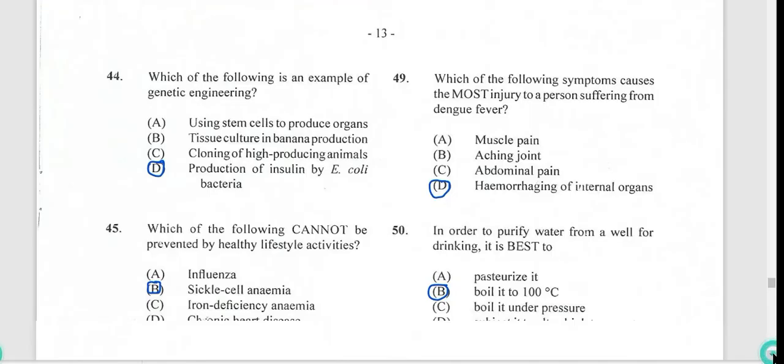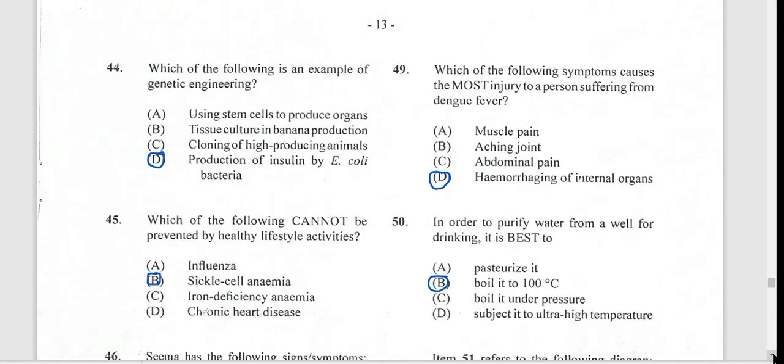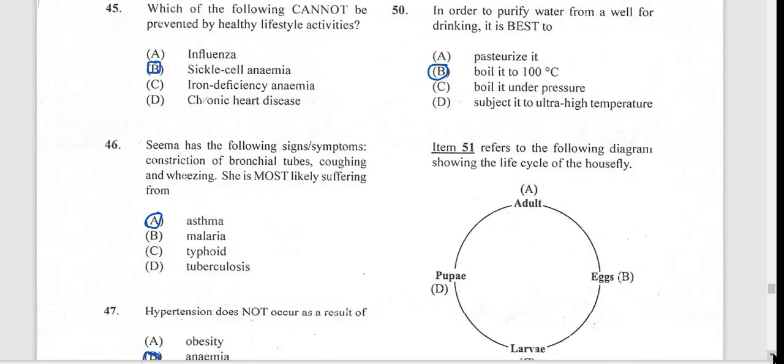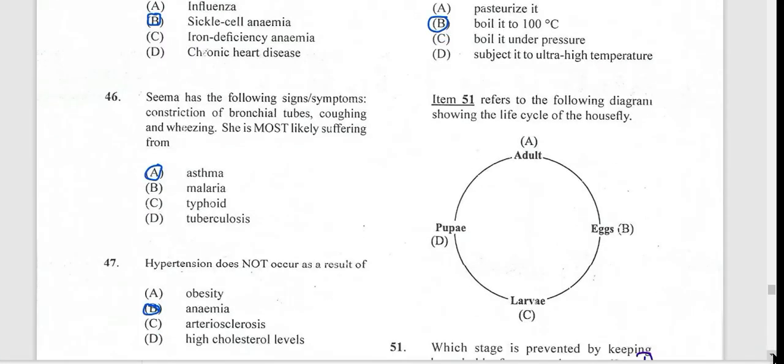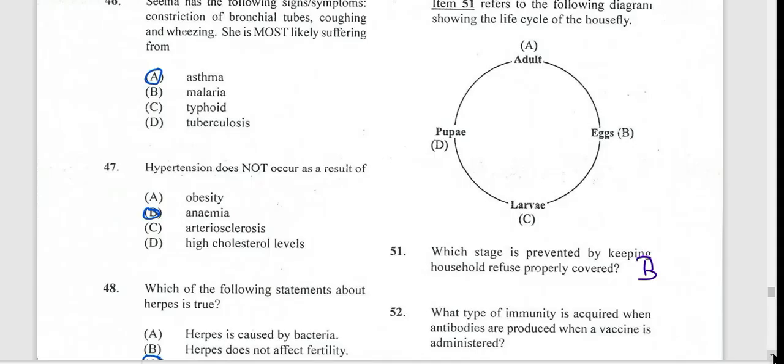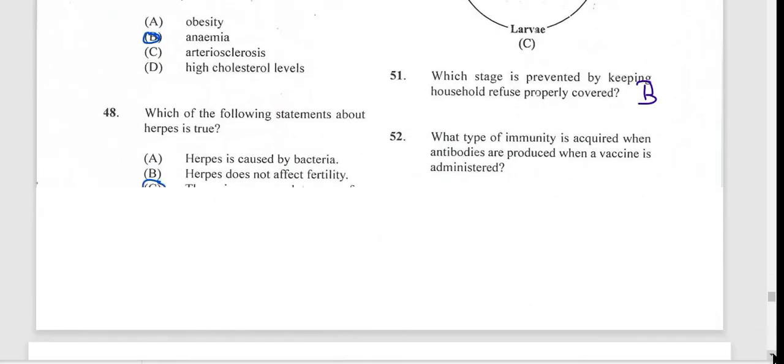Question 50. In order to purify water from a well for drinking, it is best to boil it at 100 degrees Celsius. So your answer for 50 is going to be B. For question 51, it refers to the following diagram showing the life cycle of the housefly. And of course, which stage is prevented by keeping household refuse properly covered? Of course, the flies will not be able to lay. They have no way to lay. So of course, egg, so B is going to be your answer.